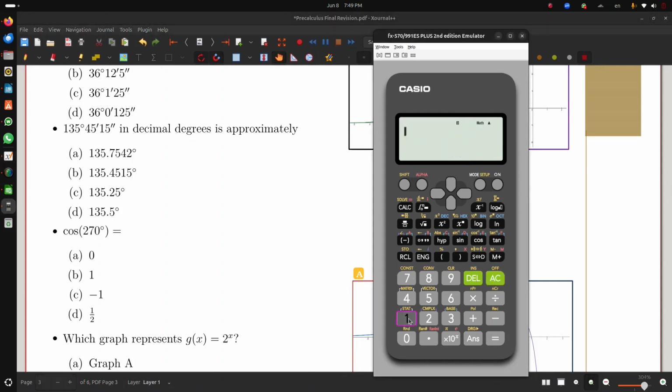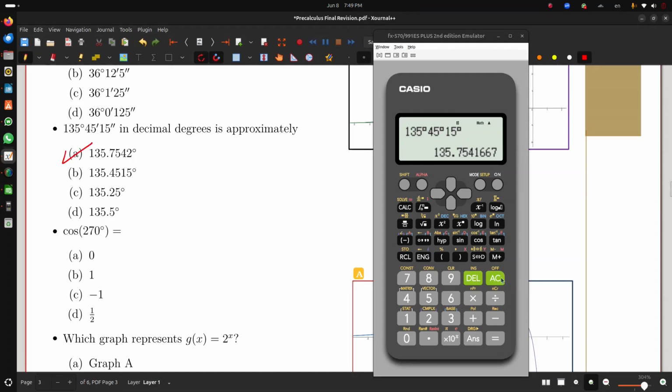Okay, you will write it with your calculator. 135 degrees, 45, use the same button, which is minutes, and then 15, use the same one, which is seconds, and then press equal. You will find it to be the same, but if you want to make it decimal, you will press the same button one more time, so it will be 135.754. Okay, 754.2 after approximation, it is the first one, letter A, so we will choose letter A.